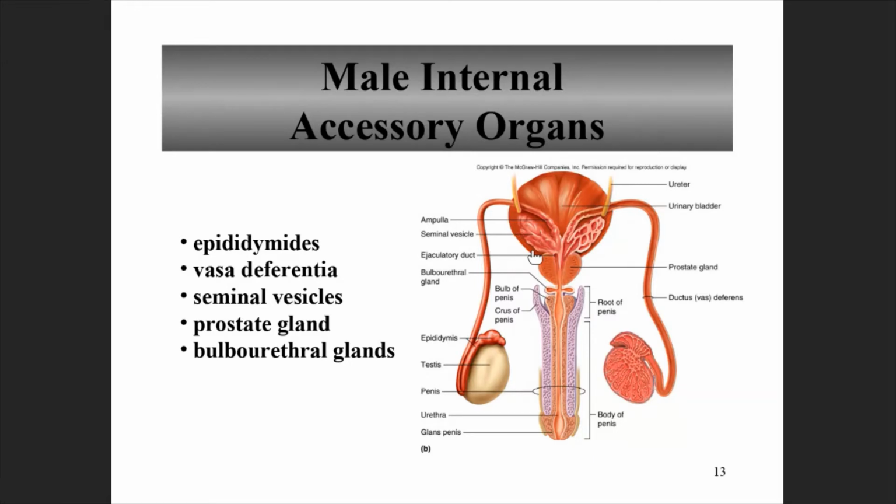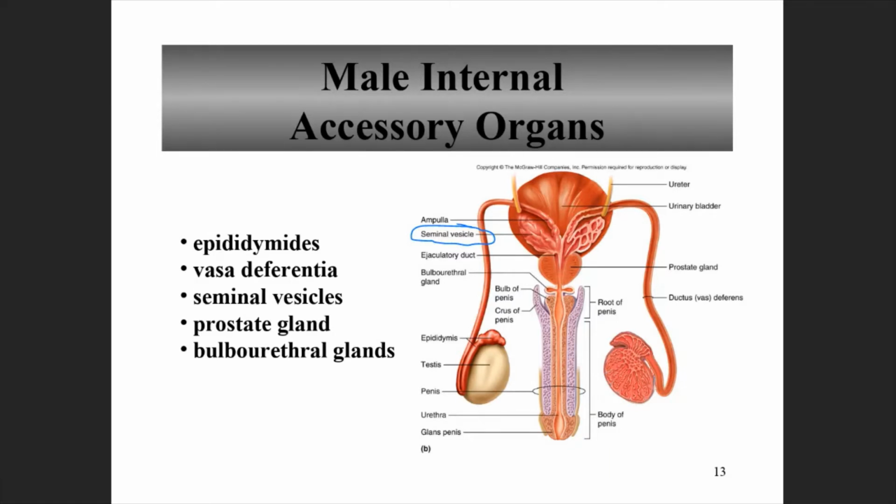The seminiferous tubule is where you see the development of sperm. So the question is, which accessory gland? It's a gland that produces semen and fructose for the sperm. The correct answer is the seminal vesicle. Okay. Seminal vesicle.